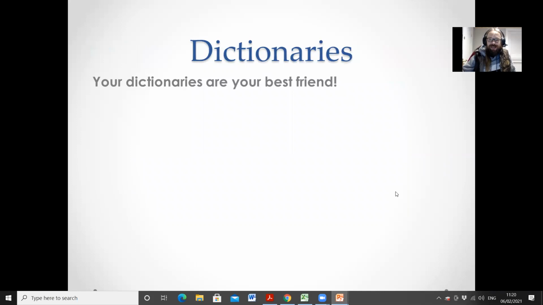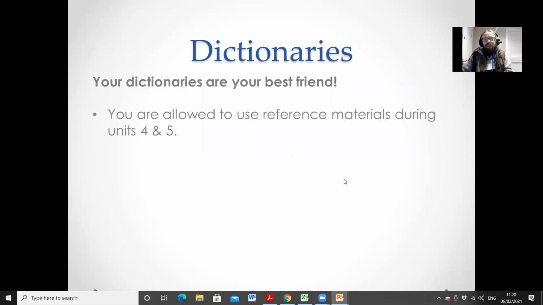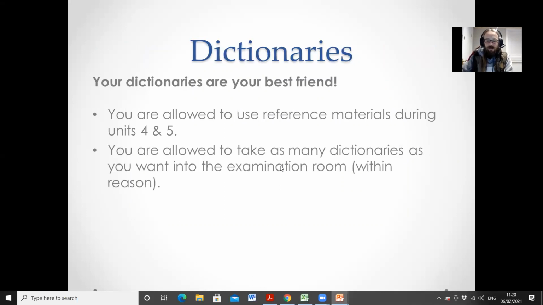Moving on, dictionaries. Dictionaries are your best friends. For the written unit, you are allowed to take dictionaries and glossaries into the exam. You are allowed, not into the other units, but you are allowed to use them for these units. You are allowed to take as many dictionaries and glossaries as you want with you. And we do get students that, when they do the physical exam, come in with suitcases. That's absolutely fine.